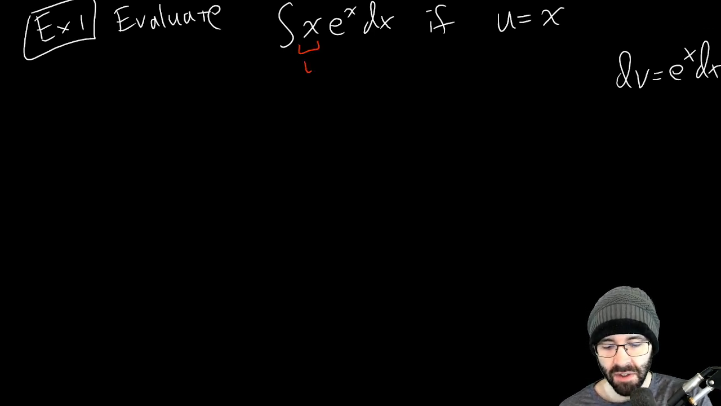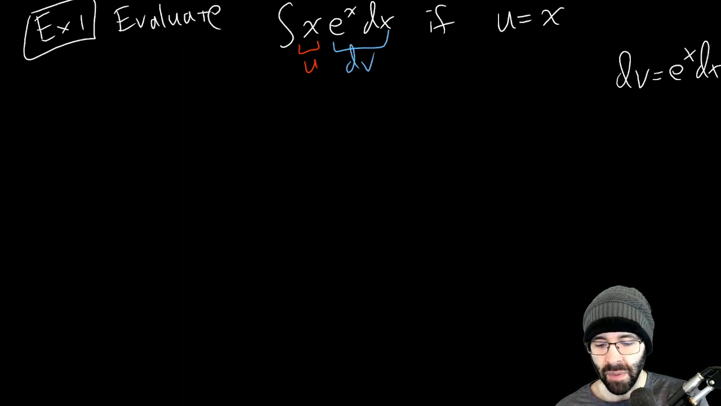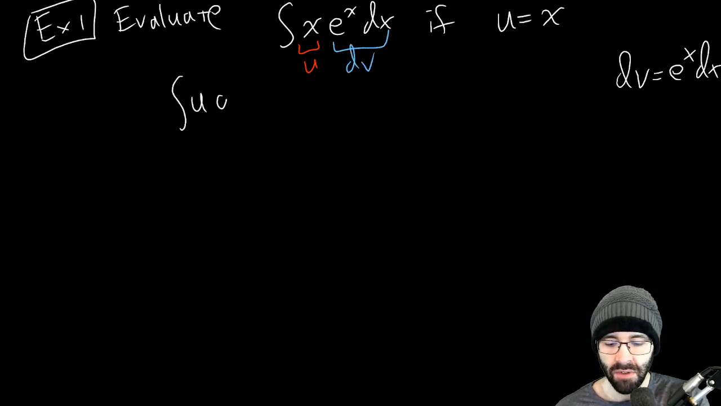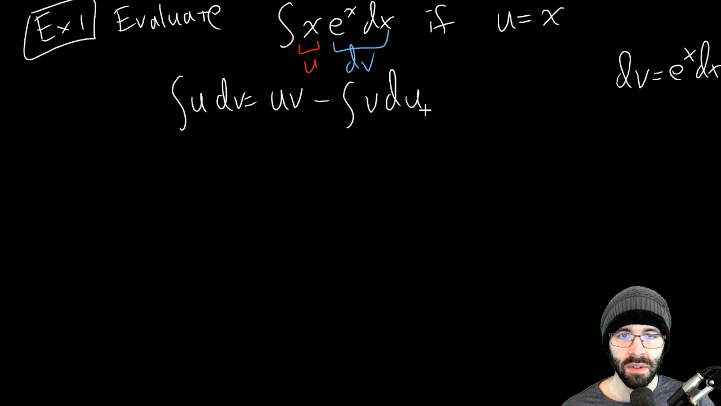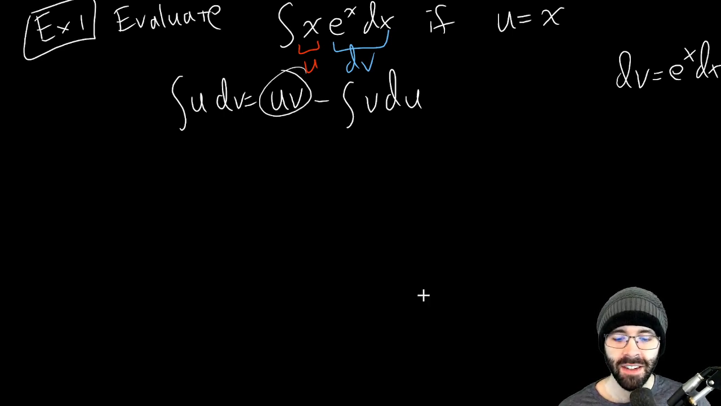So again, if this is u and this is dv, again, we have our formula that the integral of u dv is uv minus the integral of v du. Voodoo, if you will. One of the ways to remember it. I don't know what this is. uv minus voodoo. I got nothing.